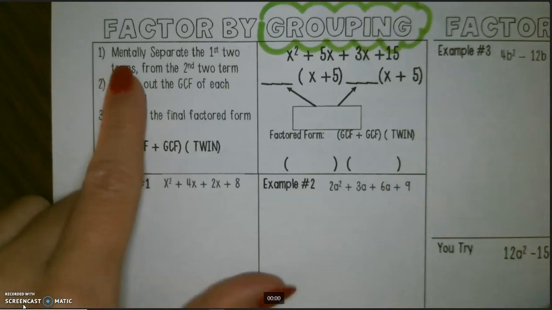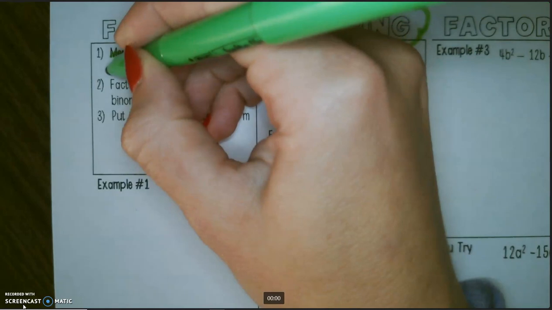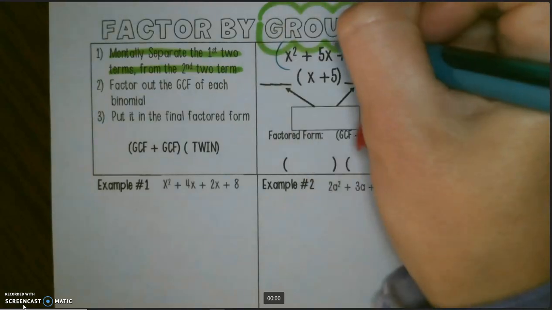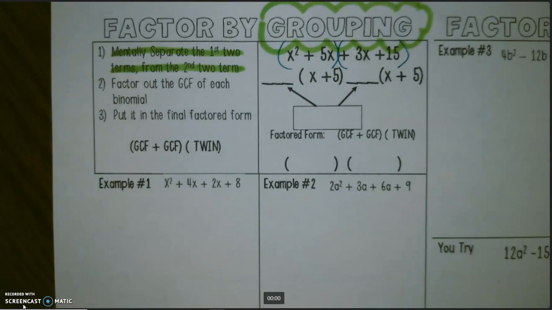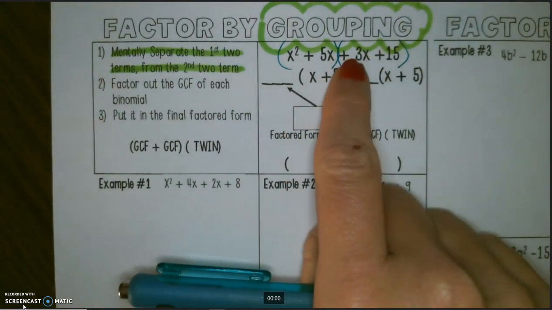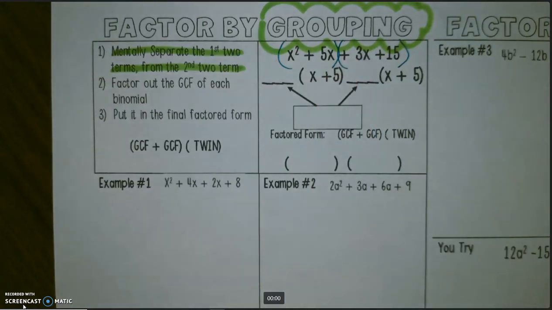So the very first step we're going to take is to mentally separate the first 2 terms from the second 2 terms. What that's going to look like is we're going to throw parentheses around the first 2 terms, and then throw parentheses around the next 2 terms. When you do group them, I like to include the sign in front just to make sure that we're aware of what that sign is.